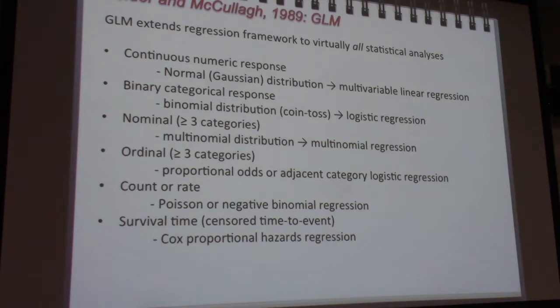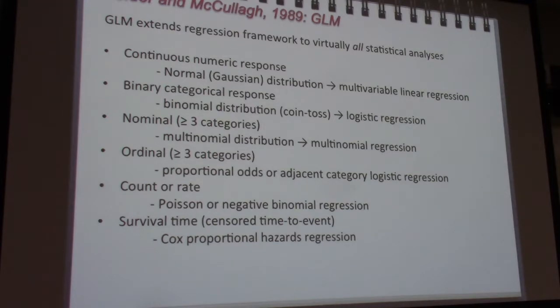They said everything we know about regression can be extended to virtually all statistical analyses. So if we have a continuous numeric variable, or response variable, or Y variable, like height or weight or birth weight, then we can assume that Y is normally distributed, and we can do a multivariable linear regression that you should be familiar with. But by tweaking the model a little bit, we can make it more flexible.